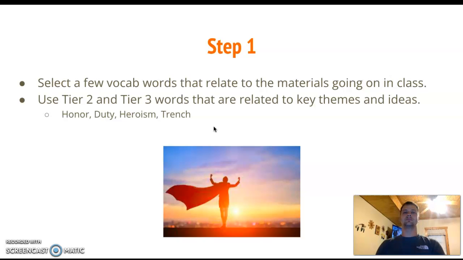Step 1, basically, you select a few vocab words that relate to the materials going on in class. Like I said, I already used tier 2 and tier 3 words that are related to key themes and ideas of the text. So, going back to my picture, I'm using honor, duty, heroism, and trench. Those are 4 words that I came up with when looking at the image, and you would have your students do something similar. I'll dive deeper into that in a second.